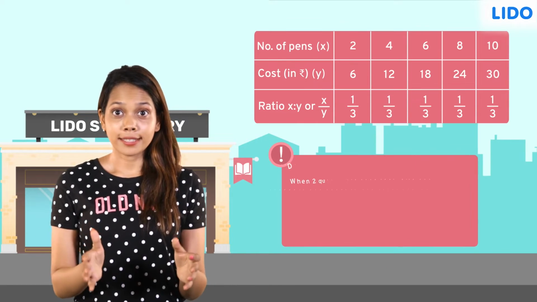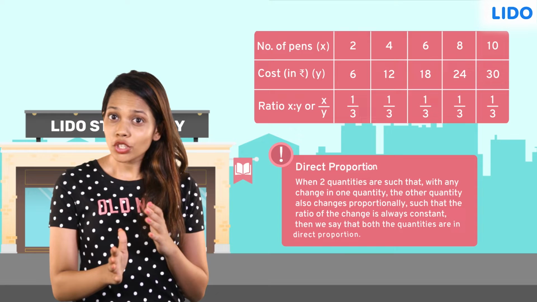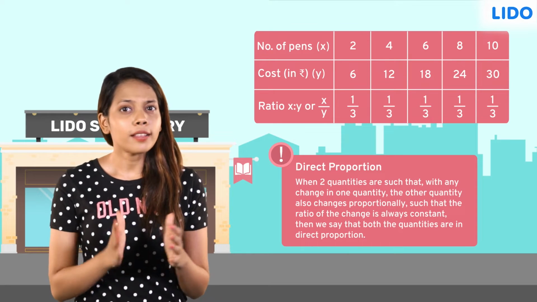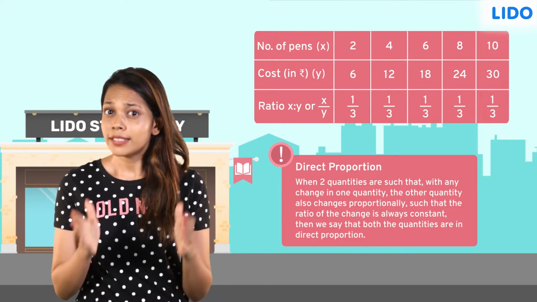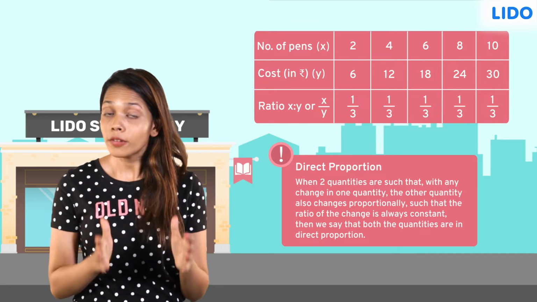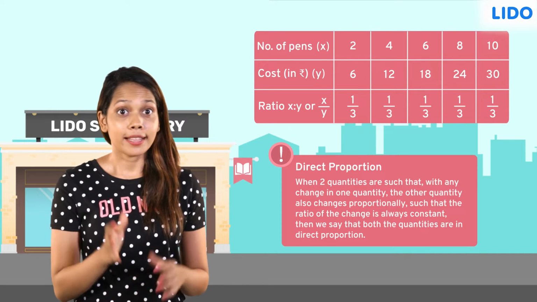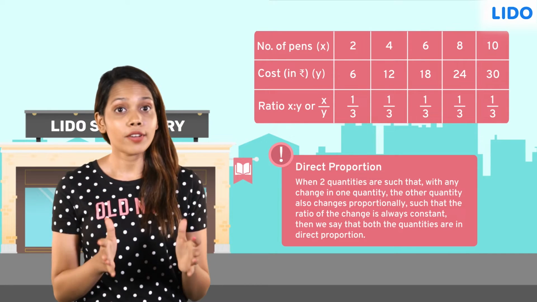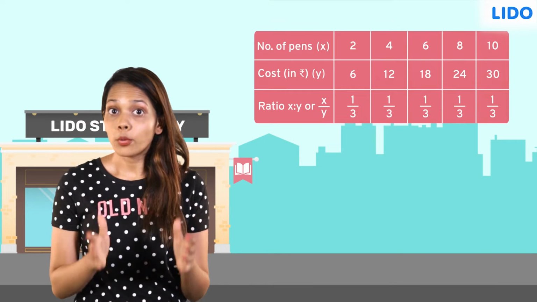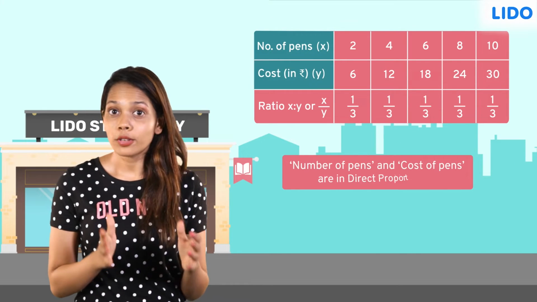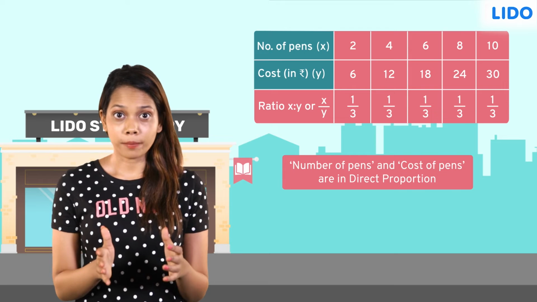When two quantities are such that with any change in one quantity, the other quantity also changes proportionally, such that the ratio of the change is always constant, then we say that both the quantities are in direct proportion. In this case, it means that both the number of pens and the cost of pens are in direct proportion.